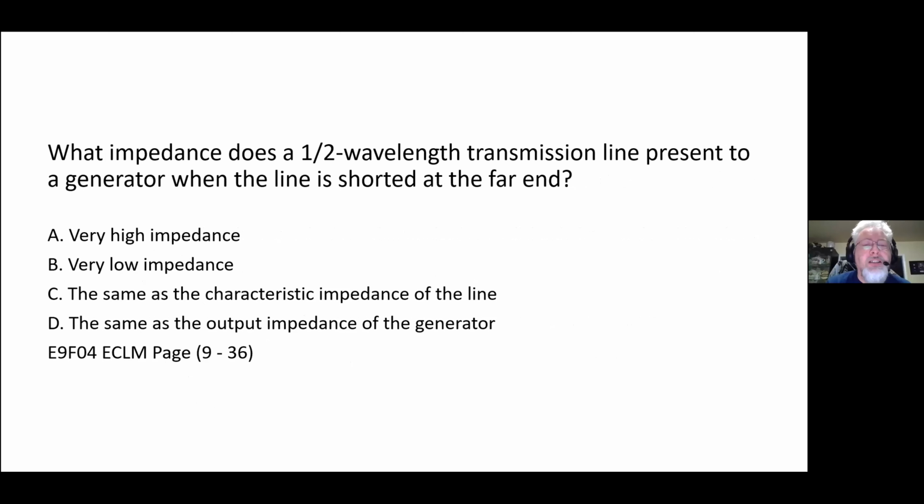What impedance does a 1/2 wavelength transmission line present to a generator when the line is shorted at the far end? A, very high impedance. B, very low impedance. C, the same as the characteristic impedance of the line. Or D, the same as the output impedance of the generator. Bravo is correct, I got it wrong. Very low impedance.